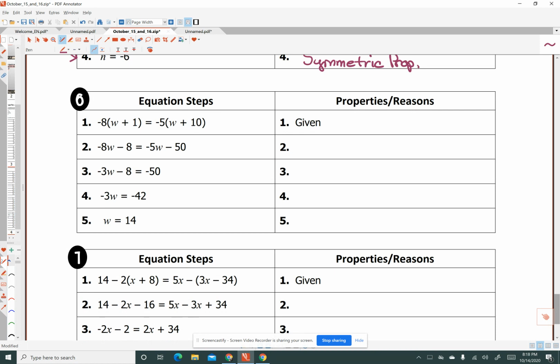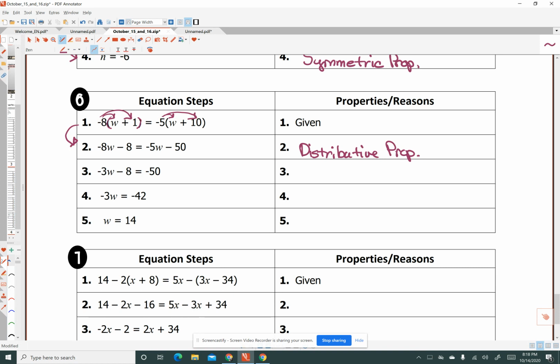Slow and steady. First thing we need to do when we see these parentheses is multiply the quantity on the outside of the parentheses through to the quantity inside the parentheses. And we do that using the distributive property. So that got us from step 1 to step 2.